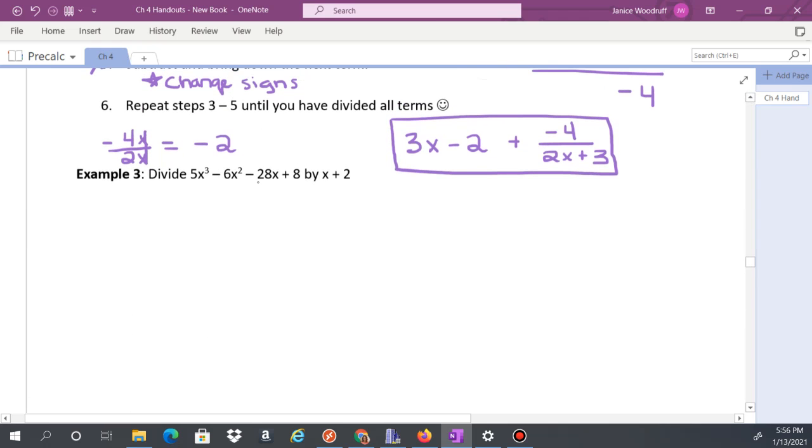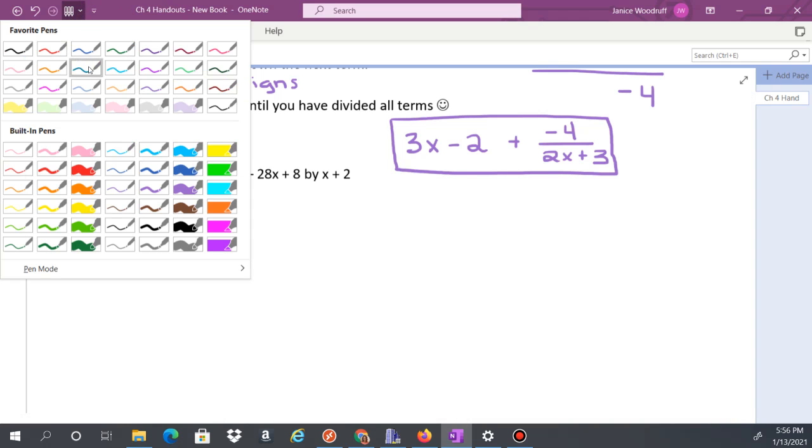Okay, so this one, would we do synthetic division or long division for this one? Synthetic. You can do either one if you want. If you like doing long division, that's fine. I just find that most people don't like doing long division. So yeah, synthetic division because it's just that x plus or minus and your value.